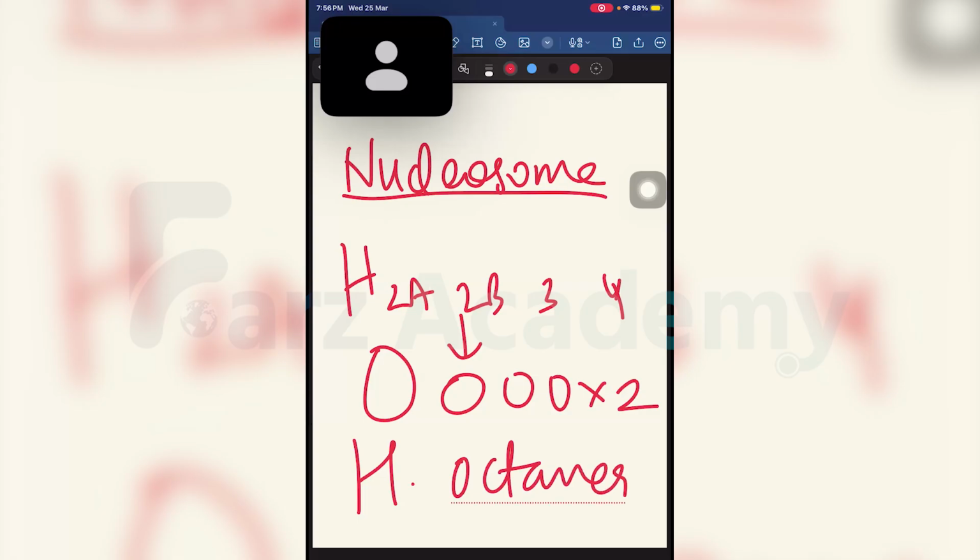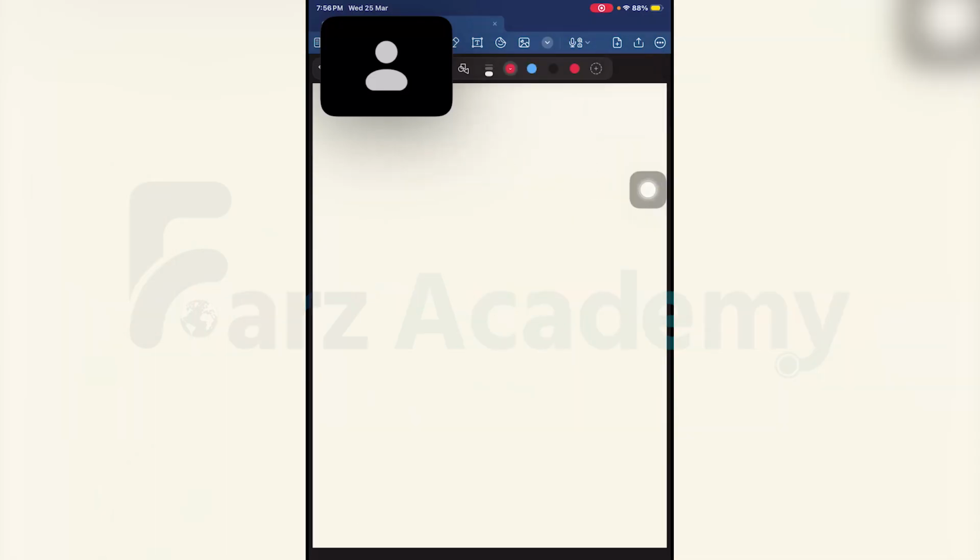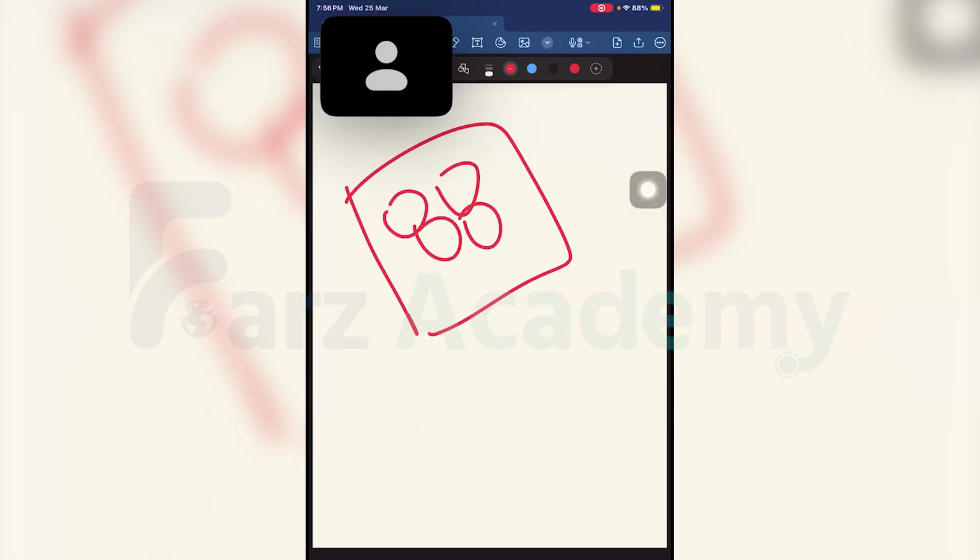Now, when I have this histone octamer, the octamer forms another 3D structure to which my DNA is going to come and bind. The DNA is going to come and bind to this octamer structure. So whatever DNA is bound around the nucleosome is called my core DNA.